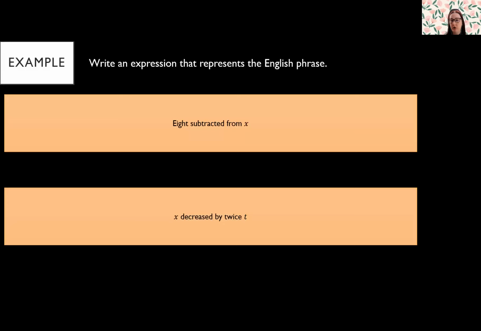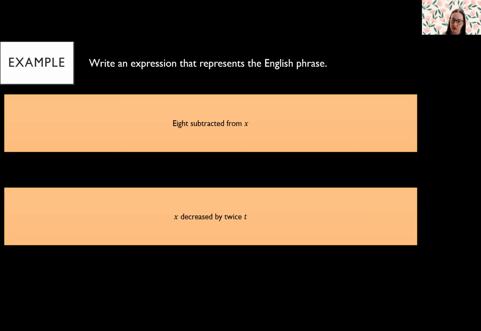So we're going to just start with examples of expressions. These are incomplete thoughts. The first one is 8 subtracted from X. When you're translating this, this is not a complete sentence. It's not meaning anything. It's not a complete thought. We just have 8 subtracted from X.